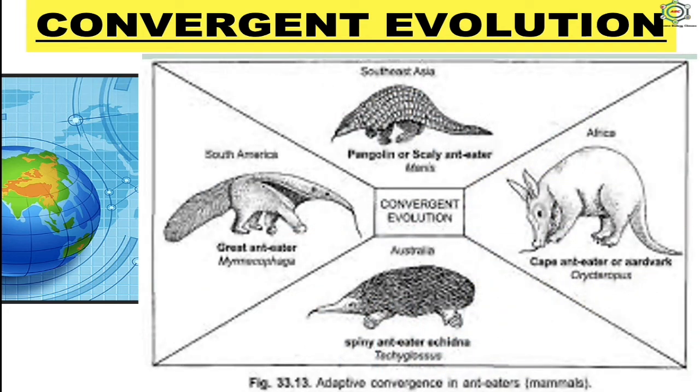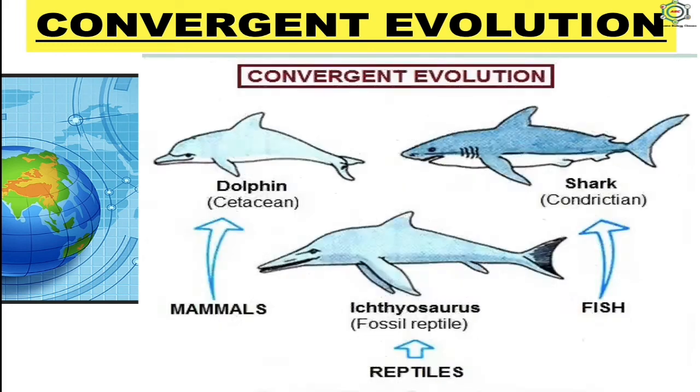Here you can see the spiny anteater and the scaly anteater belong to different orders of the class Mammalia. They have acquired similar adaptations for food. And the last is various aquatic vertebrates like fishes and whales. Here the dolphins are mammals, ichthyosaurs are reptiles and sharks are fish. And they all are in water and they swim. So this is convergent evolution.